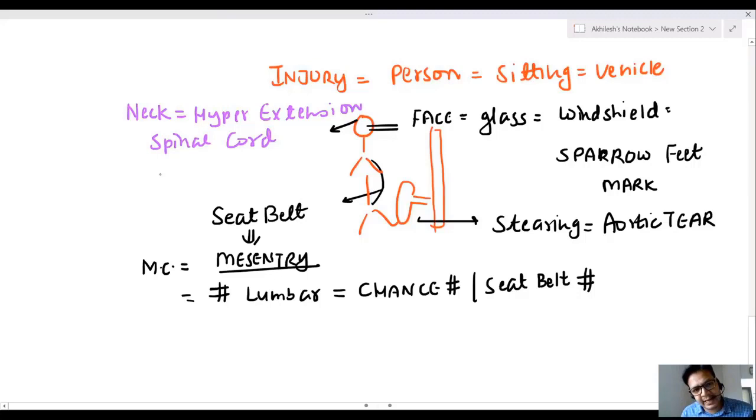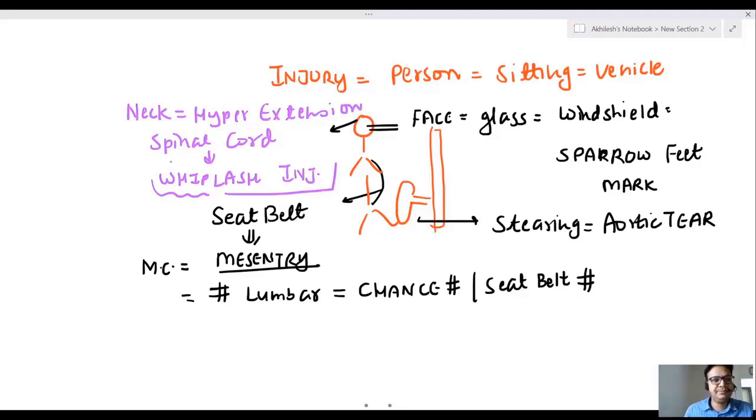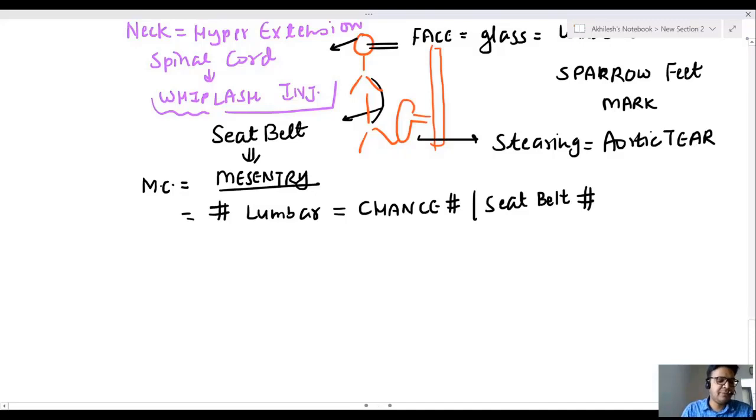Sir, this is known as whiplash injury. The neck goes into hyperextension like this, and we have an injury of the spinal cord. As I told you, whiplash injury is an injury of the spinal cord. Sparrow feet marks are seen on the face. Seat belt injury is most commonly of the mesentery. And the steering leads to aortic tear.